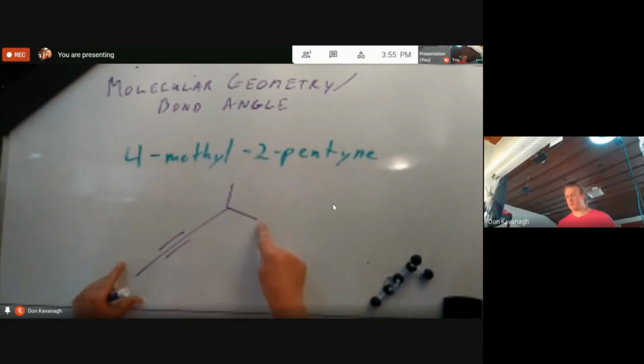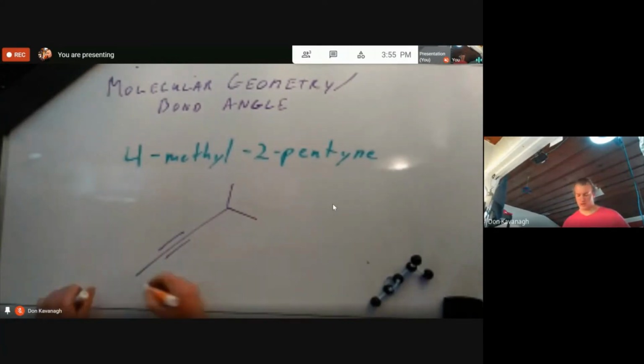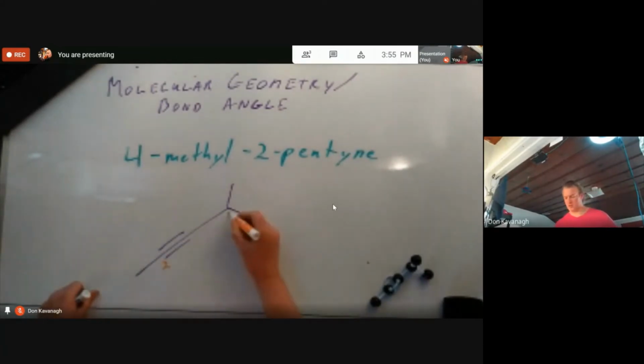1, 2, 3, 4, 5, 6. 2-pentyne. 1, 2, 3, 4. 4-methyl, methyl coming off here. I'll put a CH3, just to make that explicit as a methyl.